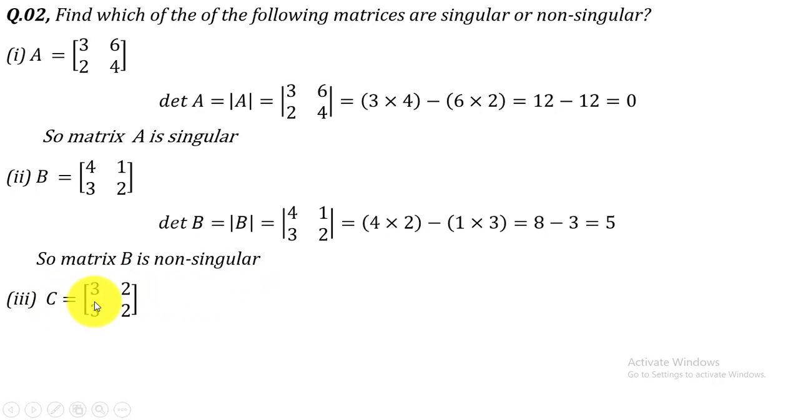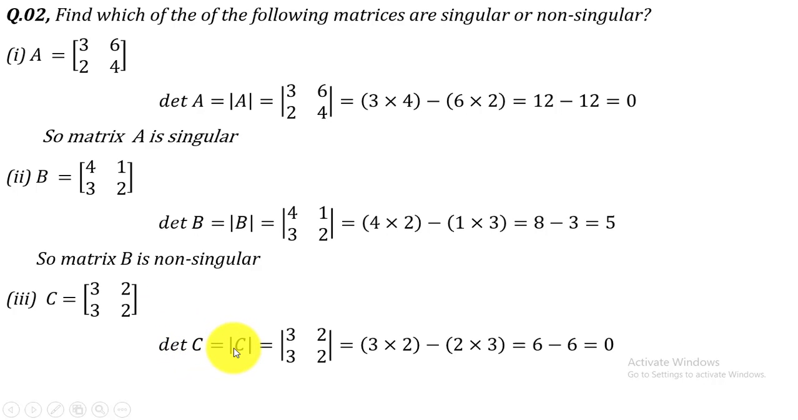In third, C is equal to the matrix having elements 3, 2, 3 and 2. The determinant of C is equal to the determinant of matrix C, that is equal to the determinant of elements 3, 2, 3, 2. That is equal to 0. So matrix C is singular.